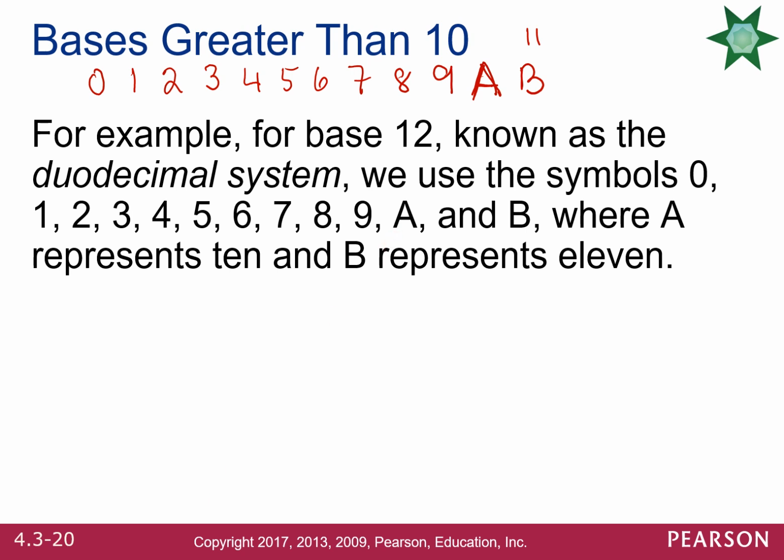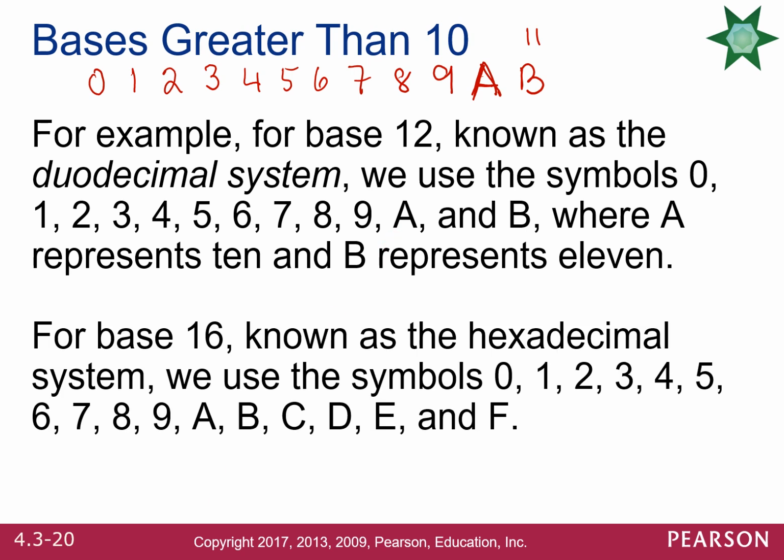In the base 16 system, also known as the hexadecimal system, we use the symbols, again, starting from 0, then 1, 2, 3, 4, 5, 6, 7, 8, 9, but now there'll be A, B, C, D, E, and F. So we have to go up to 15, one less than whatever the base is. So A will be 10, then 11, 12, 13, 14, and 15, and we stop there.